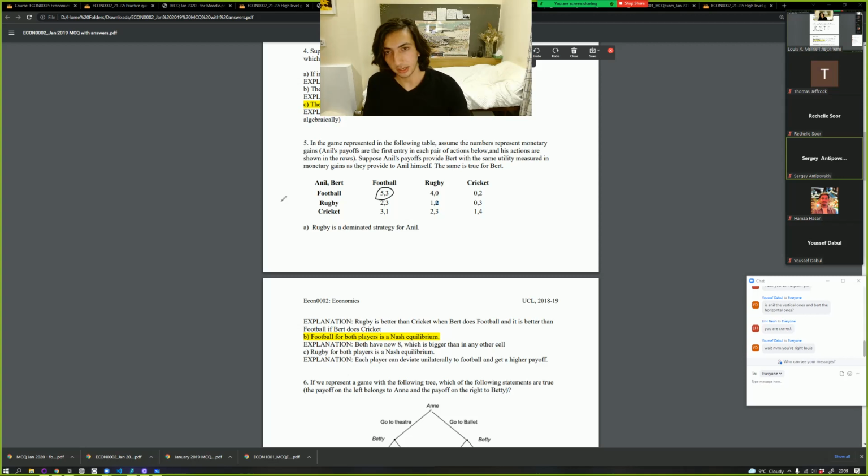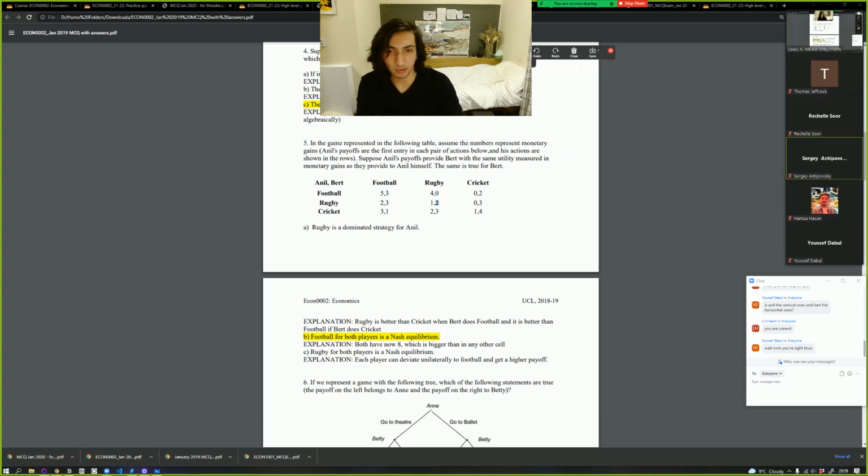So let's look at it in the actual context of this question. At football, Anil's other possible payoffs are 2 for rugby and 3 for cricket, which are all lower than football. And then for Bert, such lovely names as well, his possible payoffs are 0 and 2, which are, again, all worse. So nobody would move in this case. Nobody would change their strategies, because it doesn't benefit them in any way. That's how it works.